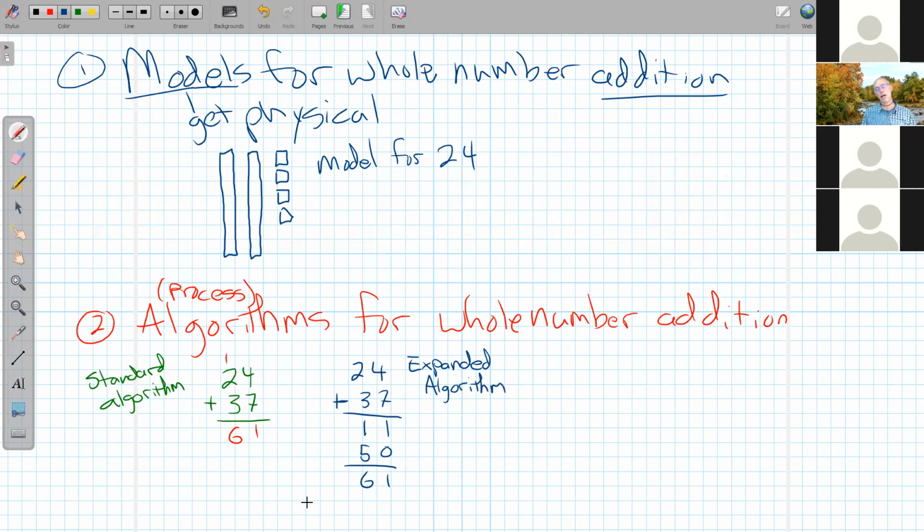Okay, so we'll come back to algorithms. We're going to play with models for a little bit. And then we have a third thing to do, which are rules and properties of addition. And then we'll repeat all this probably next class for subtraction. All right, so back to models, and then algorithms, and then rules and properties.